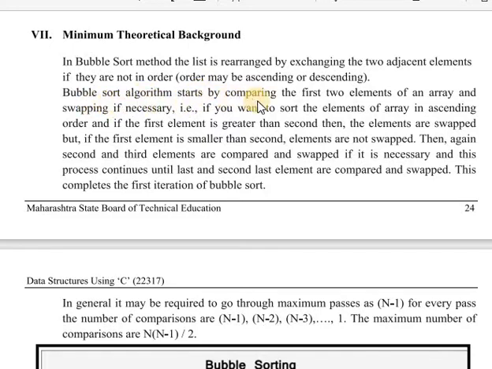The bubble sort algorithm starts by comparing the first two elements of an array and swapping if necessary. That is, if you want to sort the elements of an array in ascending order and the first element is greater than the second, then the elements are swapped, but if the first element is smaller than the second, they are not swapped. Then again the second and third elements are compared and swapped if necessary, and this process continues until the last and second last elements are compared and swapped. This completes the first iteration of bubble sort.